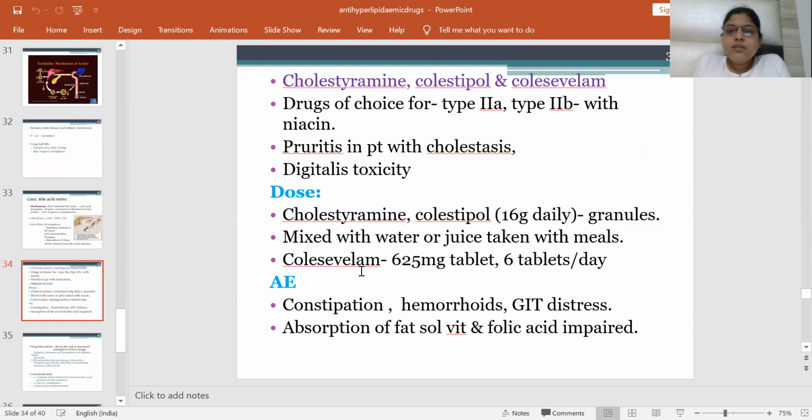Colestipol is given 6 tablets per day. Adverse effects are constipation, hemorrhoids, GIT distress, and absorption of fat soluble vitamins and folic acid is impaired.